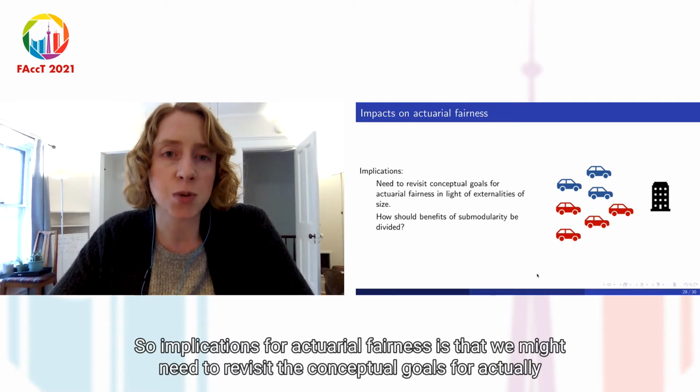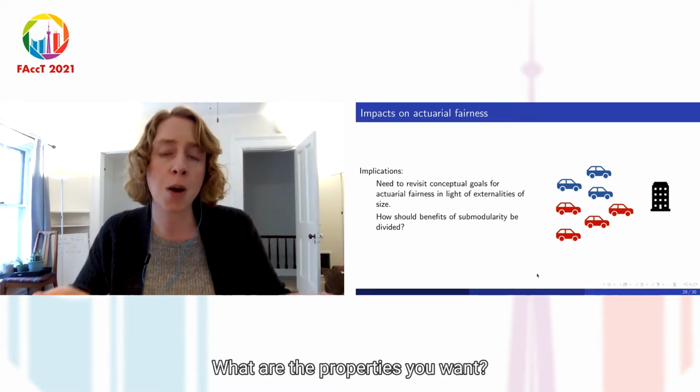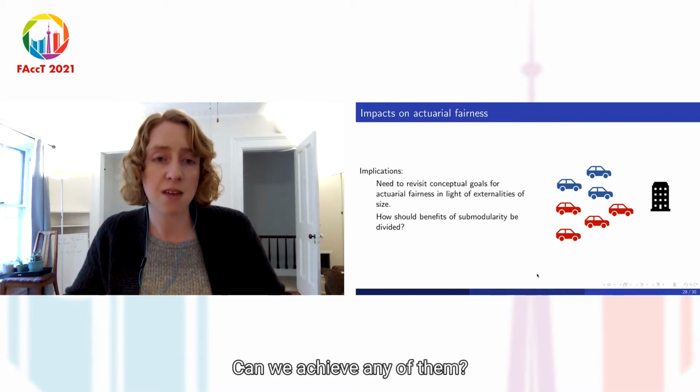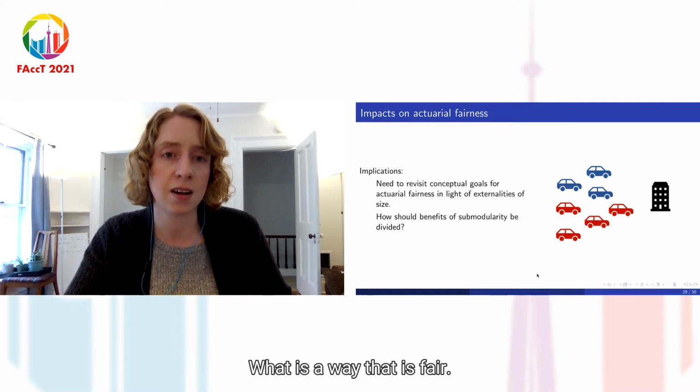So the implication for actuarial fairness is that we might need to revisit the conceptual goals for actuarial fairness. What are the properties you want? Can we achieve any of them? And basically the goal is, how should we divide these benefits? What is a way that is fair?